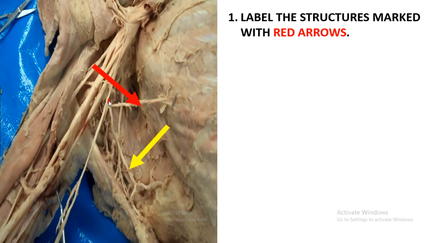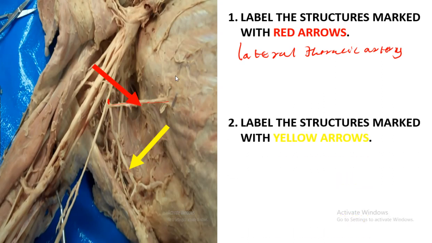In some literature, it will be indicated as the what? The common trunk. So this will give a branch, and this branch which is going toward the thorax region is just known as the what? The lateral thoracic artery. So that is just simply the lateral thoracic artery. So the structure which has been indicated with the red arrow is just the lateral thoracic artery.